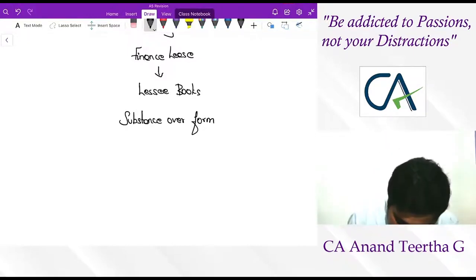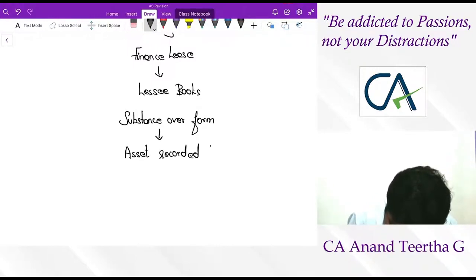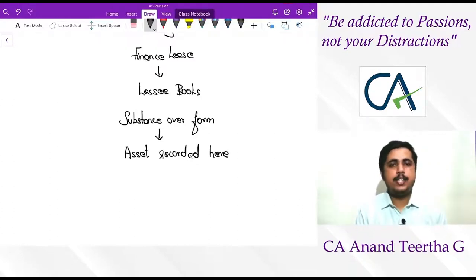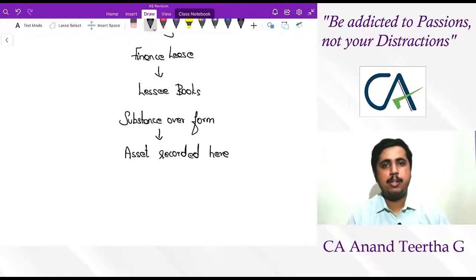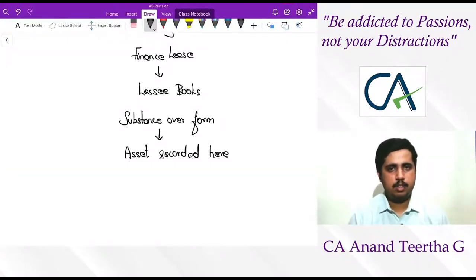So what is the effect of substance over form? Asset recorded in lessee books. Asset is going to be recorded in lessee books and not lessor books. Even though lessor is the legal owner of the asset, it will be recorded in lessee's books. Okay, same concept is applicable in your hire purchase also, because hire purchase is also covered by AS 19 itself. Okay, and it is a kind of finance lease itself, because it is given for substantial period of time and it will be sold at the end of the lease term.